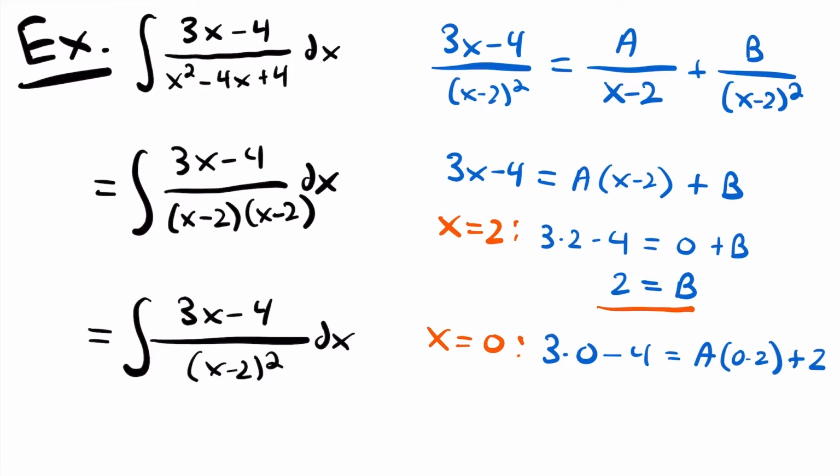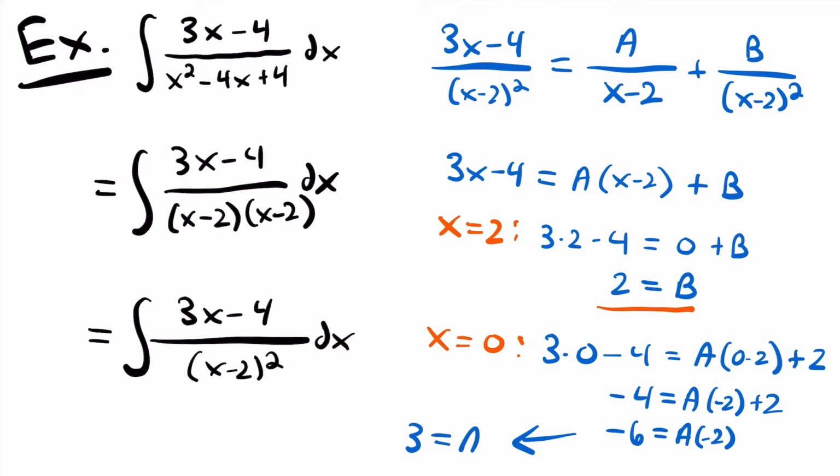And so if we simplify, 3 times 0 is 0, so we just have negative 4 is equal to a times 0 minus 2, so we have a times negative 2 plus 2. And if we subtract 2 from both sides of the equation, we will have negative 6 is equal to a times negative 2, and if we divide both sides by negative 2, that will give us that 3 is equal to a.